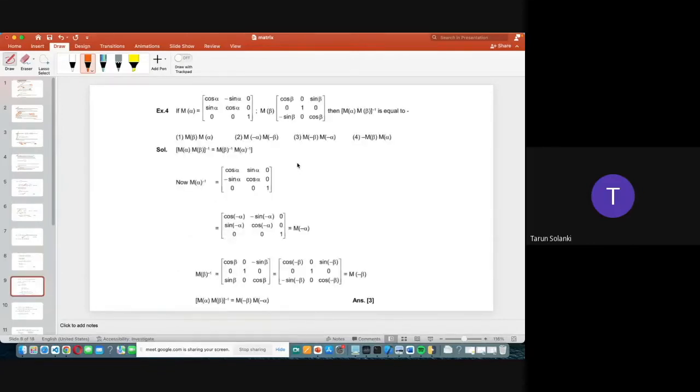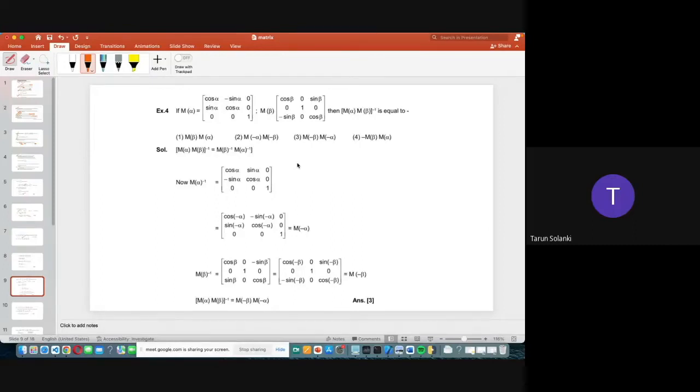Okay. Next example, a function in terms of M alpha is given, which is cos alpha, minus sin alpha, 0, then sin alpha, cos alpha, 0, then 0, 0, 1. Similarly, M beta is given as cos beta, 0, sin beta, 0, 1, 0, minus sin beta, 0, cos beta. We need to find the inverse of M alpha times M beta, which you can write as M beta M alpha whole inverse, which is M beta inverse M alpha inverse, right?